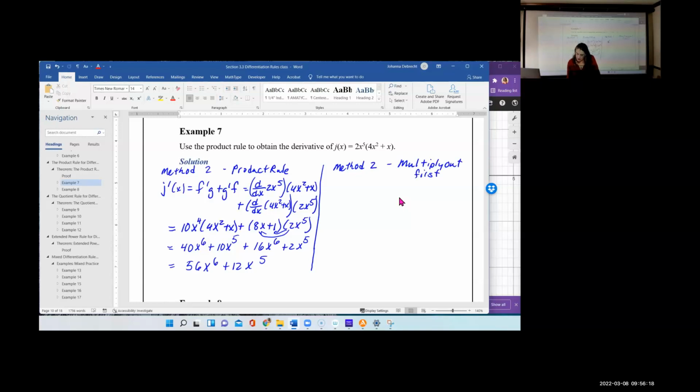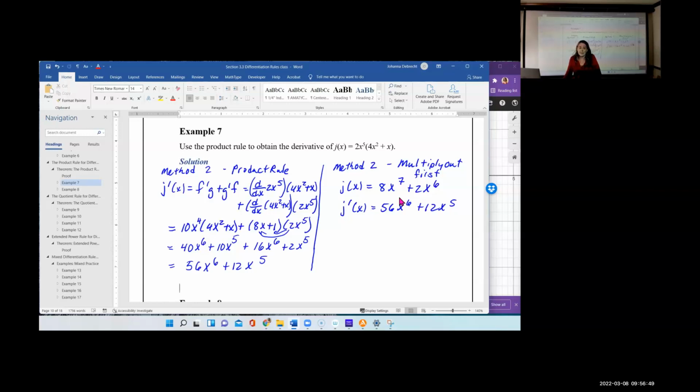All right, so I'm going to rewrite j of x as 8x to the 7th. When the bases are the same, you add the powers. So 5 plus 2 gives us 7, plus 2x to the 6th. All right, and then I can take the derivative from this form. J prime of x would be 56x to the 6th plus 12x to the 5th.